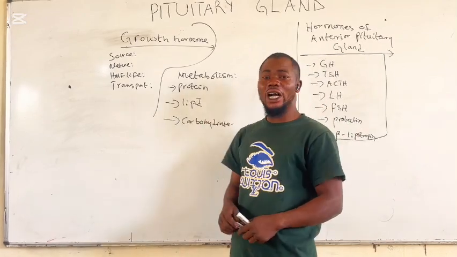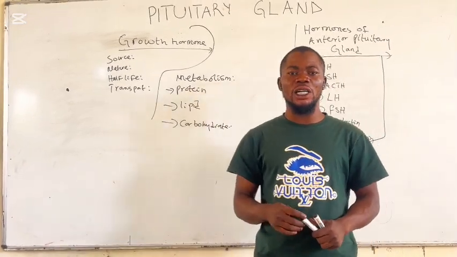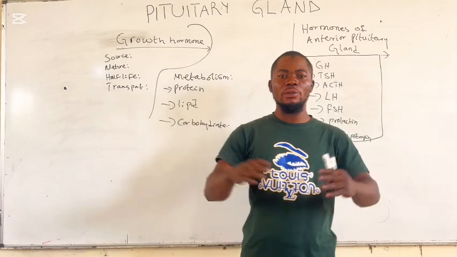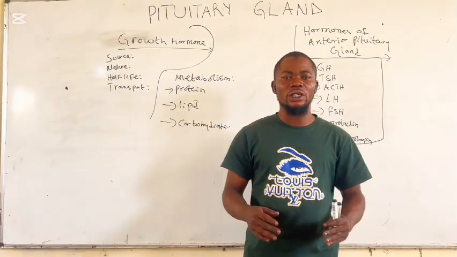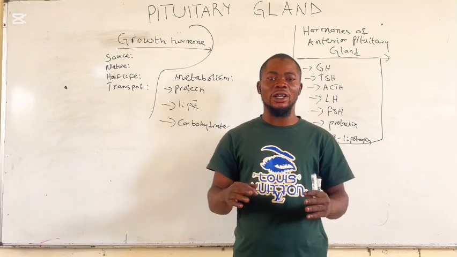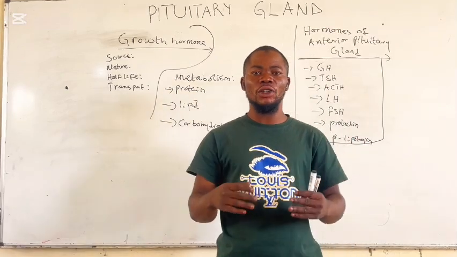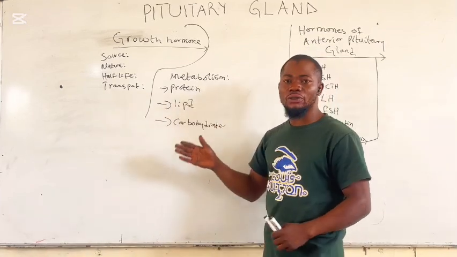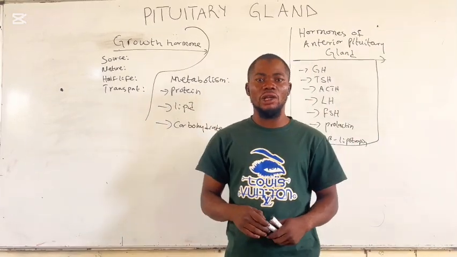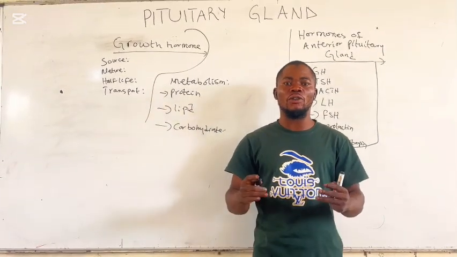For lipid, the action of growth hormone is that it helps to liberate lipid from the adipose tissue, thereby leading to the release of fatty acids in our system, which will be used as a source of energy. We should know that too much liberation of fat from our body can cause fatty liver due to the too much accumulation of fats.